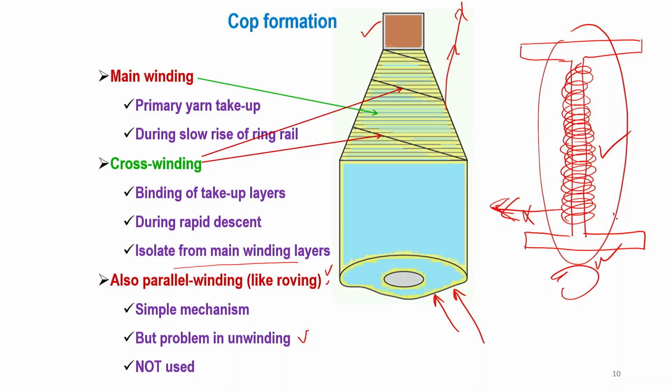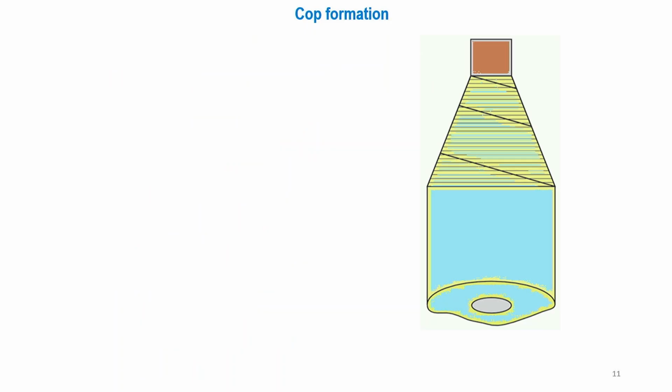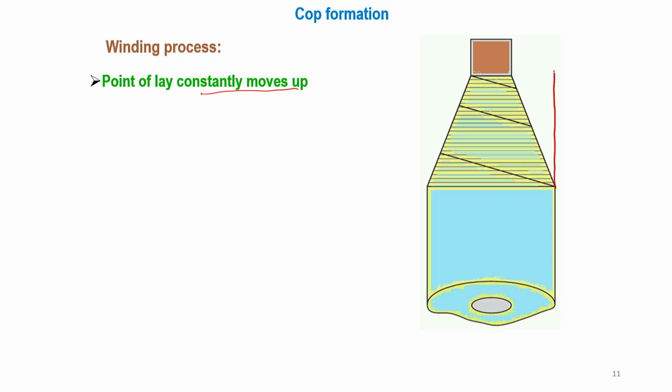So, this is not in use. Parallel winding is not in use, where main winding and cross winding type winding is used in normal ring spinning. The winding process: the point of lay constantly moves up due to the ring rail motion, the ring rail moving upward.